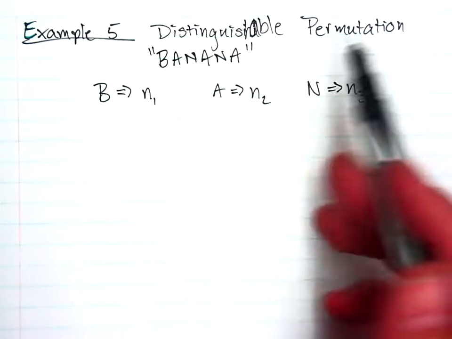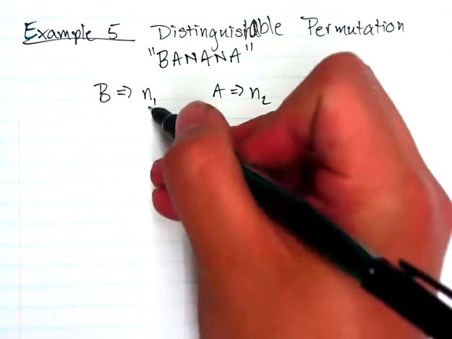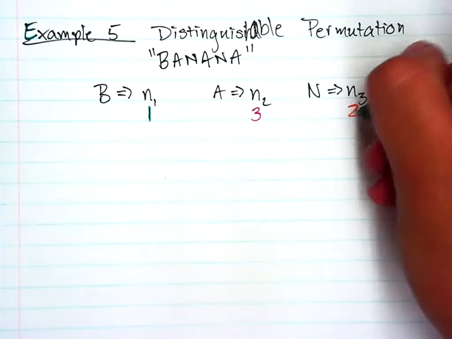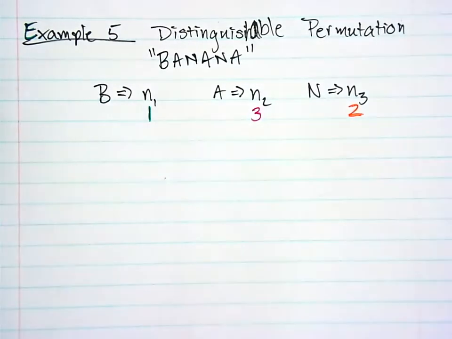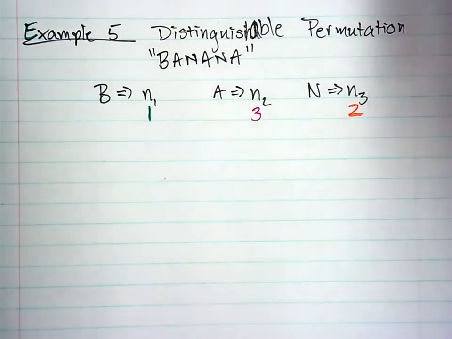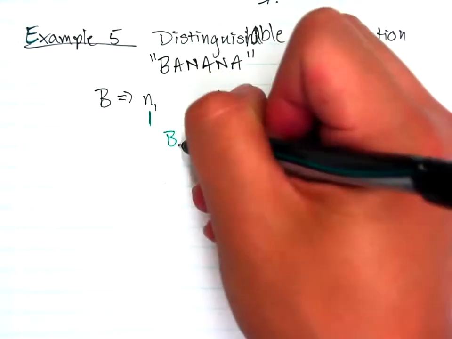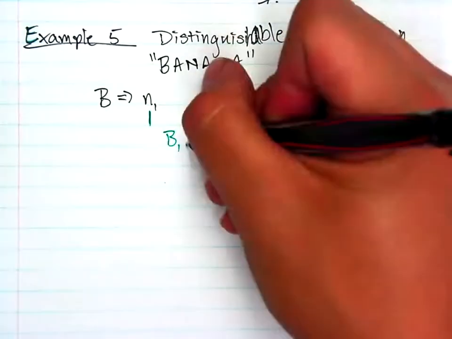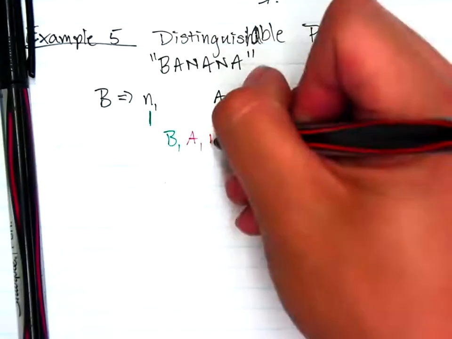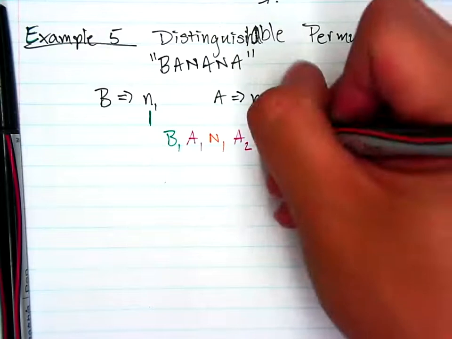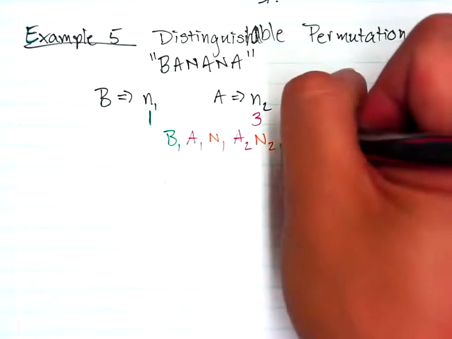Here I have to count how many of each there are. For B, I only have one. For A, I have 1, 2, 3. And then for N, I have 2 of them. And here's what I'm talking about in terms of them being different. You can almost think of it in a way as the permutation looking at it this way. At B1, I have A1, N1, and then I'm back at A, so now this is like A2. Then I have N2, and then I have a third A.